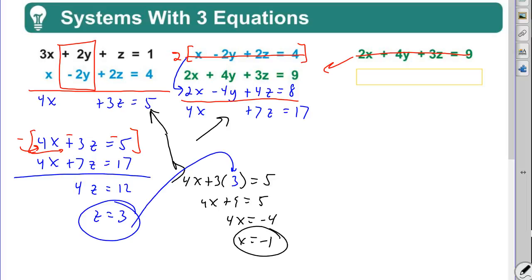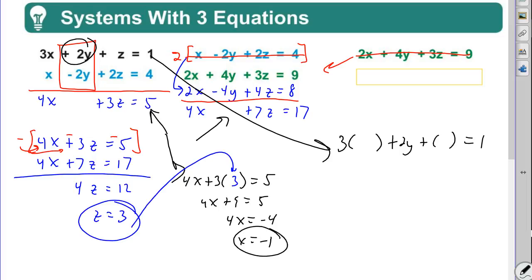What's left? I've got to get y. I've got to choose one of these equations to end up getting y. I can use any of the equations. And again, I'm looking at y. Here it's a positive 2y. That seems easy for me. So 3, sub in the x value, plus 2y plus sub in the z value equals 1. What was the z? Z was 3. What do we find for x? Negative 1, right?